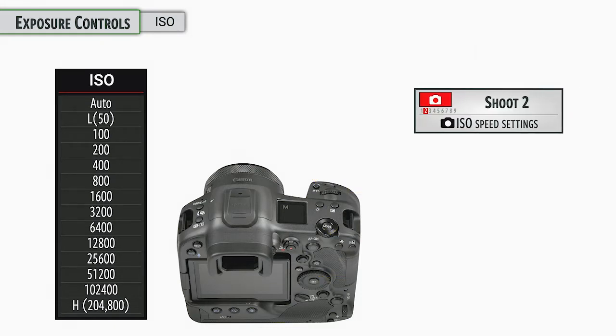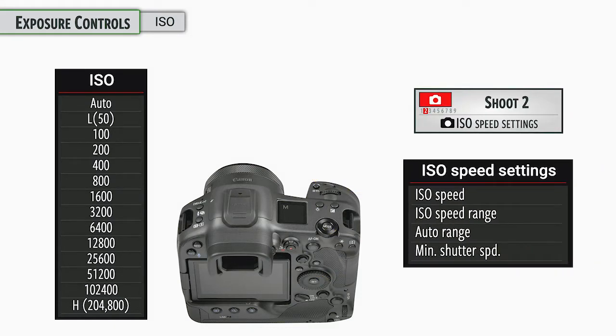Now there are more controls that you can have with ISO, some subtle changes that you can make to the way it handles ISO. What is the top ISO it will use? What's the minimum shutter speed? We'll talk more about that when we get into the menu setting later on in this class. But if you want to dive in, that is in shoot menu number 2.